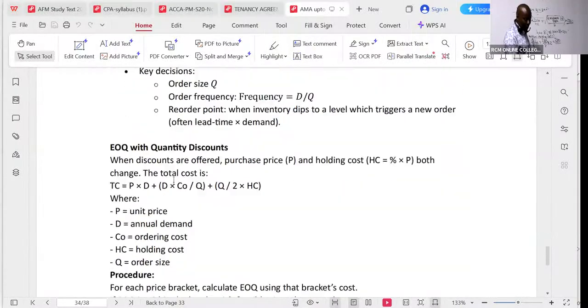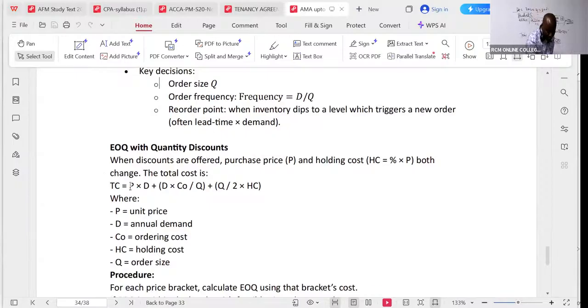Now, ladies and gentlemen, with your permission, I will go to what we call EOQ with quantity discounts. We are told here that when quantity discounts are offered, purchase price and holding cost both will always change. Remember, holding cost is a percentage of price. And the total cost, of course, will remain the one that I showed you, DP.